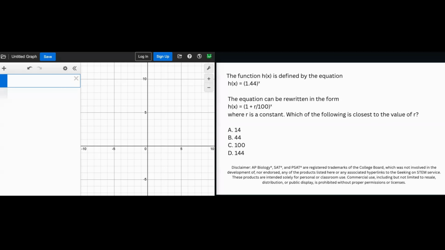So this is an interesting problem. They give you a function, they tell you it's defined this way, and then they say it could be rewritten in this form, and they let you know that there's a constant. They want you to figure out the closest value of r. Take a moment and think about this. They give you two equations, and how can you utilize this to figure out the value of r? You might be thinking, oh my gosh, I don't know, because I have the value of r and I have h of x. That's too many variables.